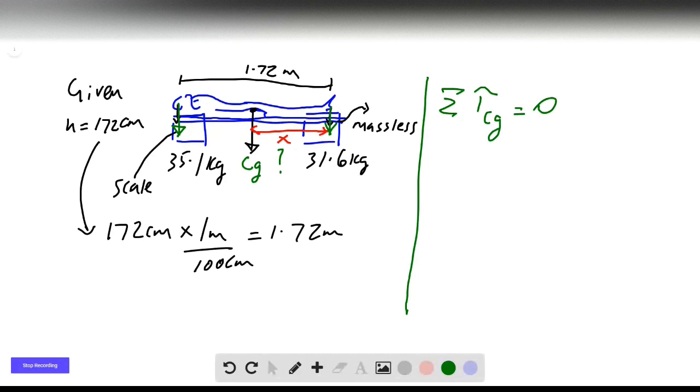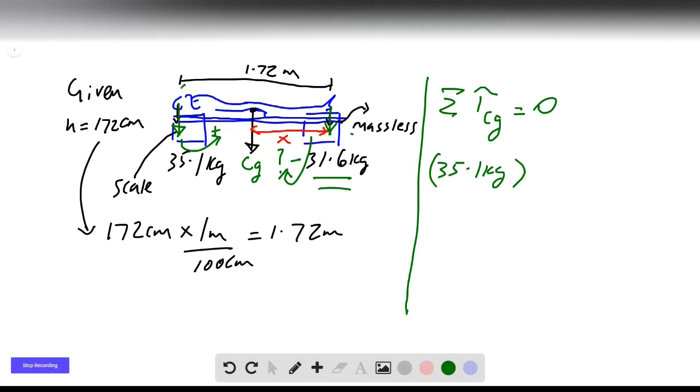And so we're going to take this weight. If the force is moving clockwise like that, that's going to be negative. And if it's moving counterclockwise, this one is counterclockwise, this is positive. So we'll start with the counterclockwise one, 35.1 kilograms times the distance X. We want to find this distance right here.